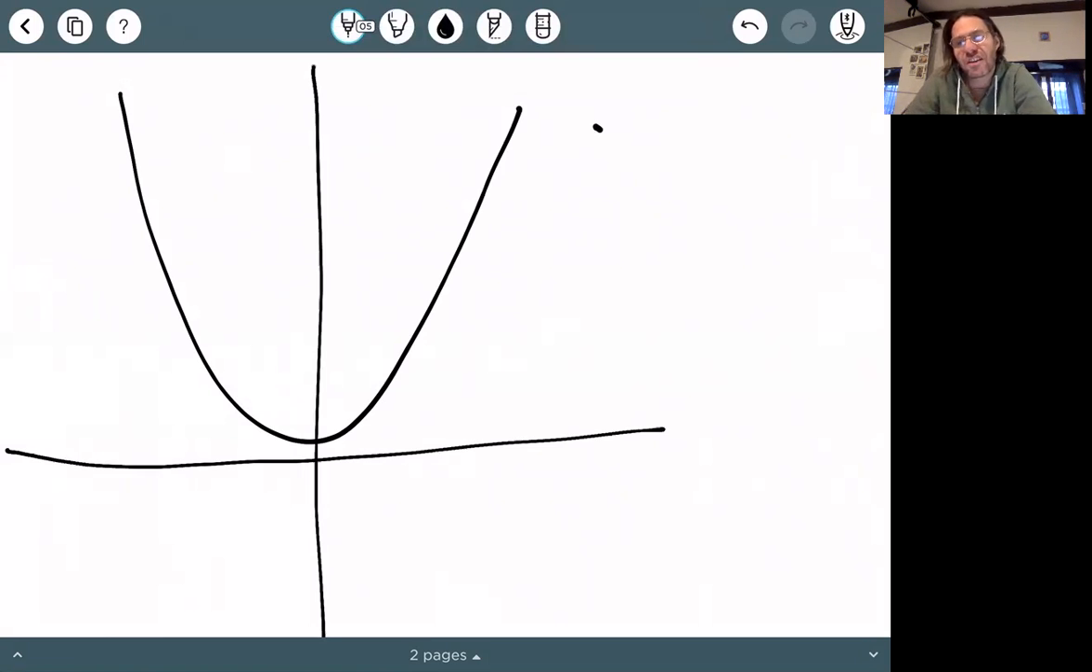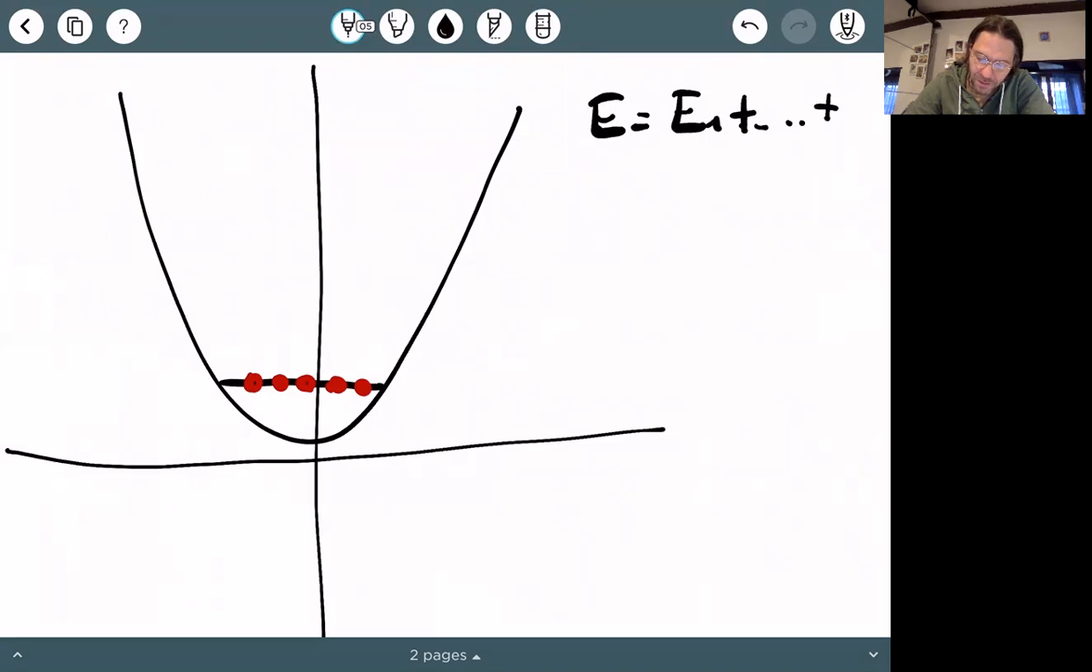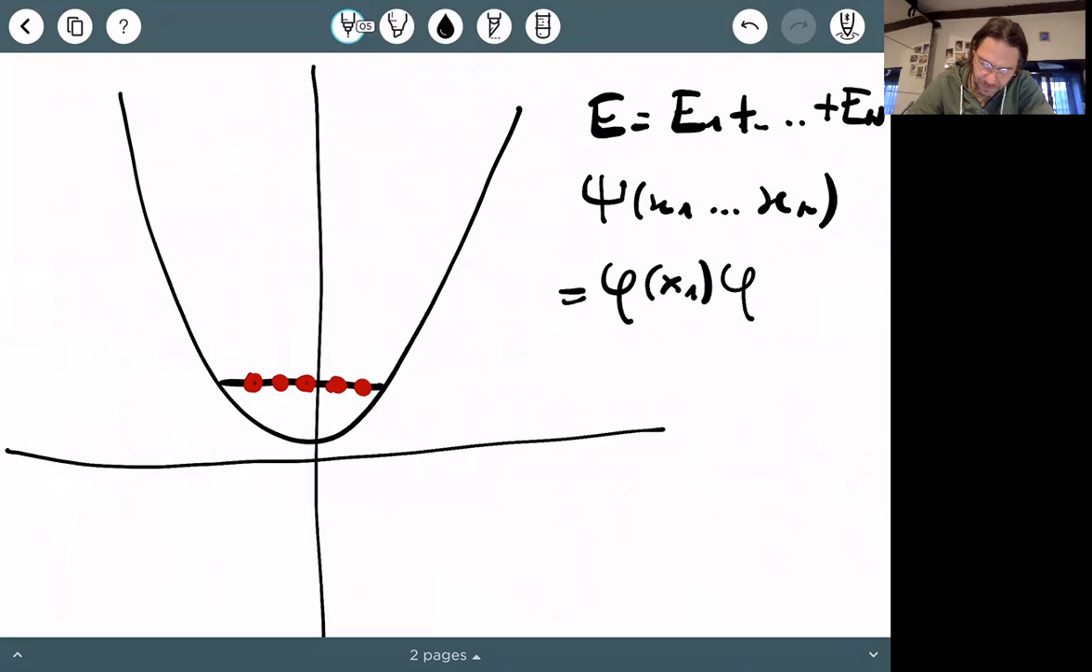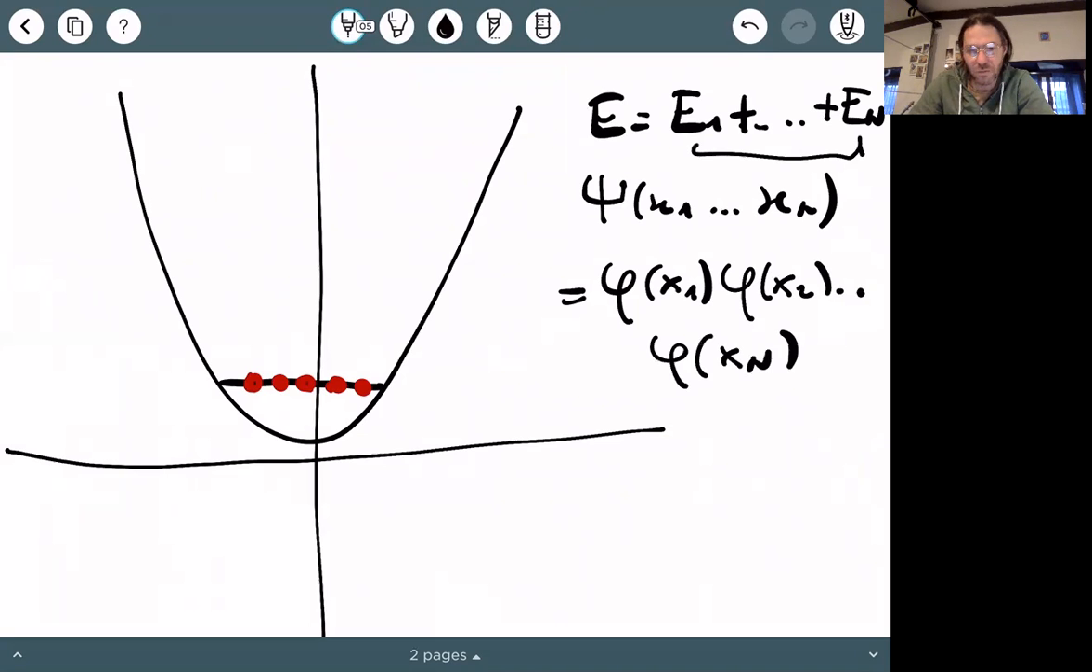What is the lowest energy state of this system? Clearly it is one in which my n particles are all in the ground state, because if they don't interact with each other, the energy will be the sum of my energies, and the wave function will be the product of single particle wave functions. So the lowest energy is when all the particles are in the ground state.